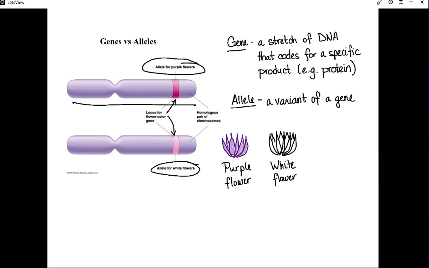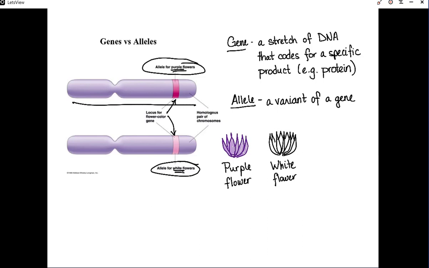So eukaryotic cells, because they have 2 copies of the same chromosome, get 2 shots at a particular gene. Now the alleles that you might find for that gene can be the same. In other words, we could have 2 purples, we could have 2 whites, or they could be different. But my point being that they get 2 shots at that gene.